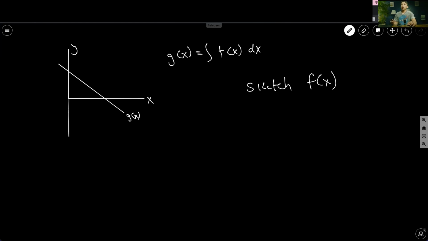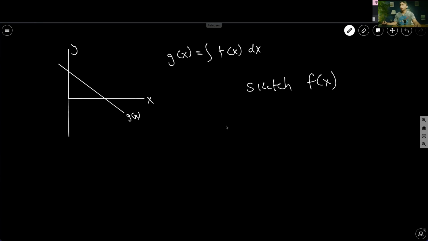All right, for this question, we're given a graph of a g of x function, and we're told that g of x is equal to the integral of f of x dx, and it wants us to sketch the f of x graph. Okay, the key to understanding this is to first put the relationship of f of x in terms of g of x, and not what's given, not the other way around. So basically, we need to get f of x completely free of that.